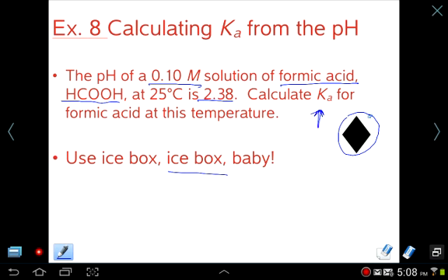So this is very similar to what we did in the previous chapter, where we were asked to get the K of a reaction for which we knew the initial concentration and the equilibrium concentration. Now in this case, the equilibrium concentration is going to be given to us in the form of a pH value. And from the pH we can find out the concentration at equilibrium of H+. So why don't we try this example on the next page.